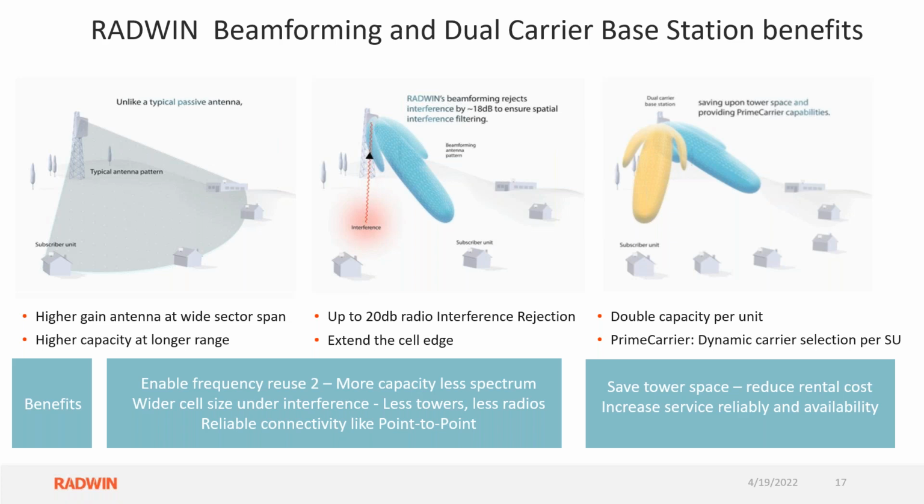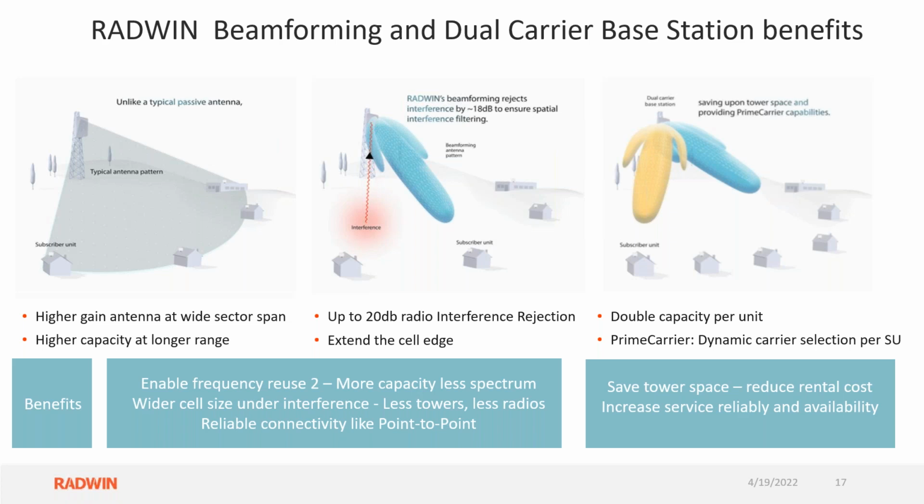So again, benefits: up to 20 dB radio interference rejection. So you're extending that cell, and you're allowing the additional capacity. It also talks about frequency reuse. This also reduces rental costs on towers, again, because I'm not putting up multiple radios. I'm not putting up large external antennas.